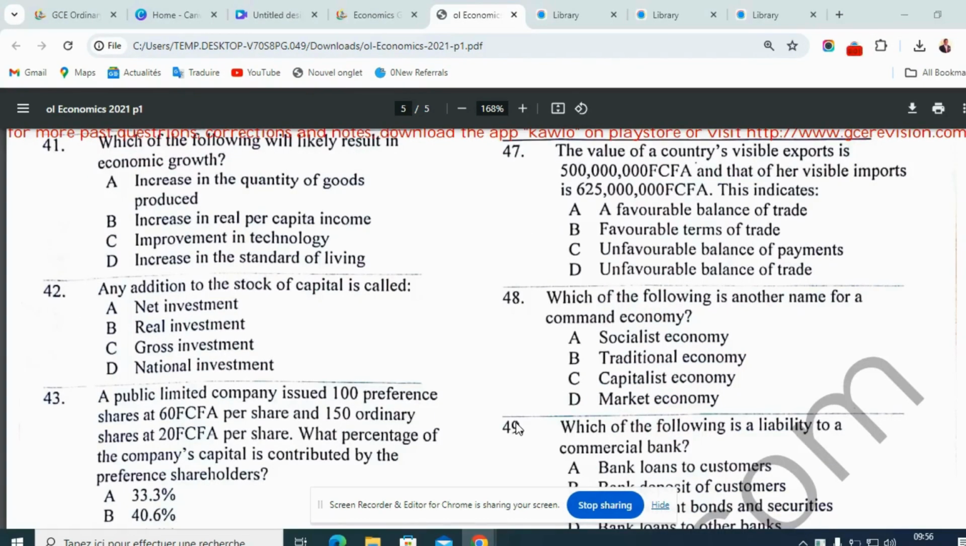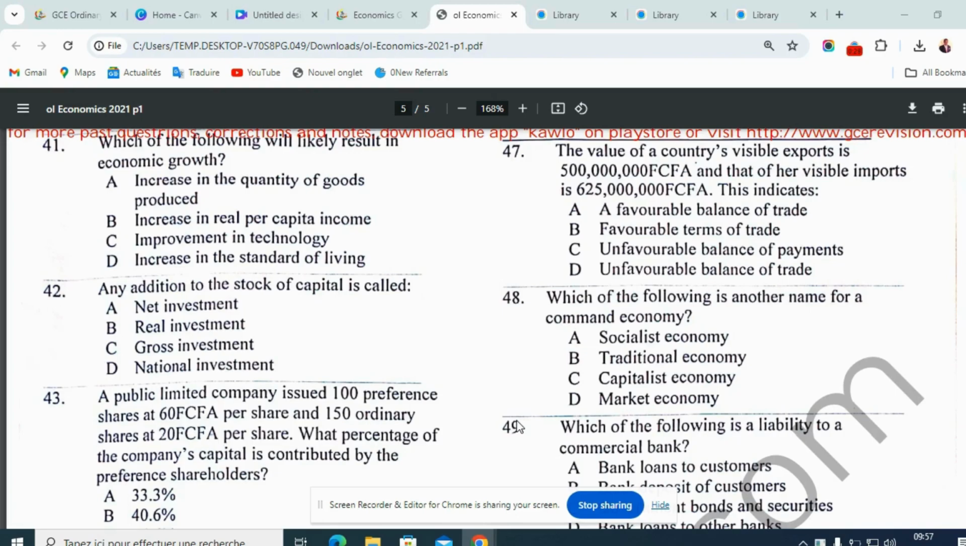Which of the following will likely result in economic growth? The answer is C, improvement in technology. 42. Any addition to the stock of capital is called... So if there's an addition to the stock of capital, what is it called? So that is question 42. What do you think the answer can be here? A few seconds for you to answer. Okay, the answer is A, net investment.